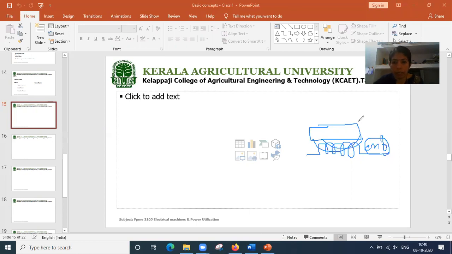Faraday's second law states that the magnitude of EMF produced in the coil will be directly proportional to the rate of change of flux in it.